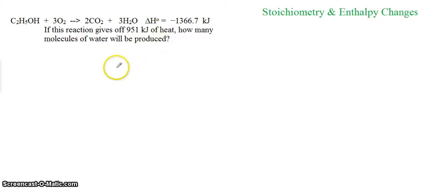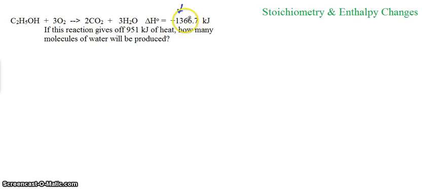Okay, in this video I'd like to show you how you can do really the same kind of stoichiometry we've been doing in previous videos, but apply it to the heat changes. And again, as I've mentioned before in previous videos, most chemical reactions involve some sort of a heat change or enthalpy change. In this case, the standard enthalpy change for this reaction is negative 1366.7 kilojoules.